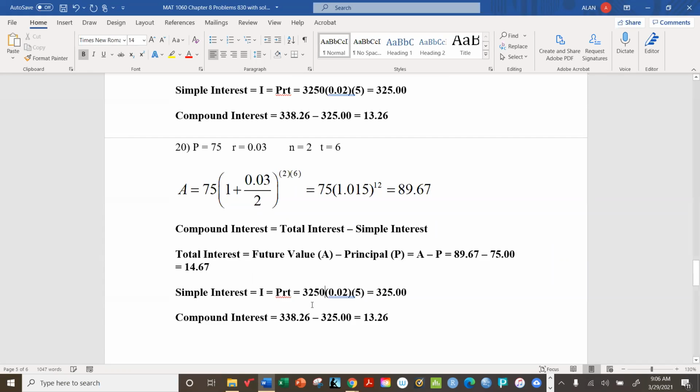Now, the simple interest in this case is 75 times 3% for 6 years. And that would be $13.50. And so finally, the compound interest is the difference between the two, $14.67 minus $13.50, which is $1.17. Not much, but remember, we only started out with $75. All right, so I'll give you a minute.